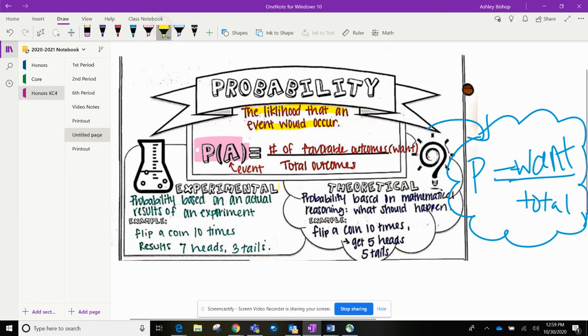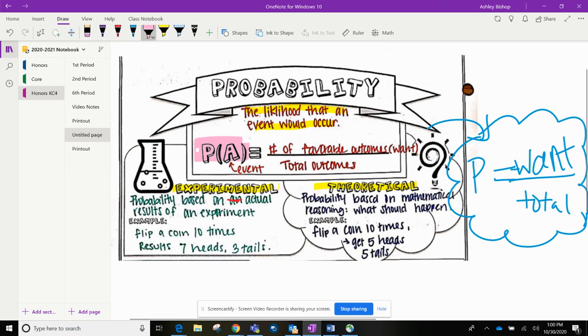Then we have 2 types of probabilities: experimental probability and theoretical. Experimental probability is based on the results of an actual experiment. And so it really happened. I have data to show you. So if I flip a coin 10 times, I can tell you that the results that I got, because I did it, were 7 heads and 3 tails. So it's based on what actually happened. I have facts to prove it.